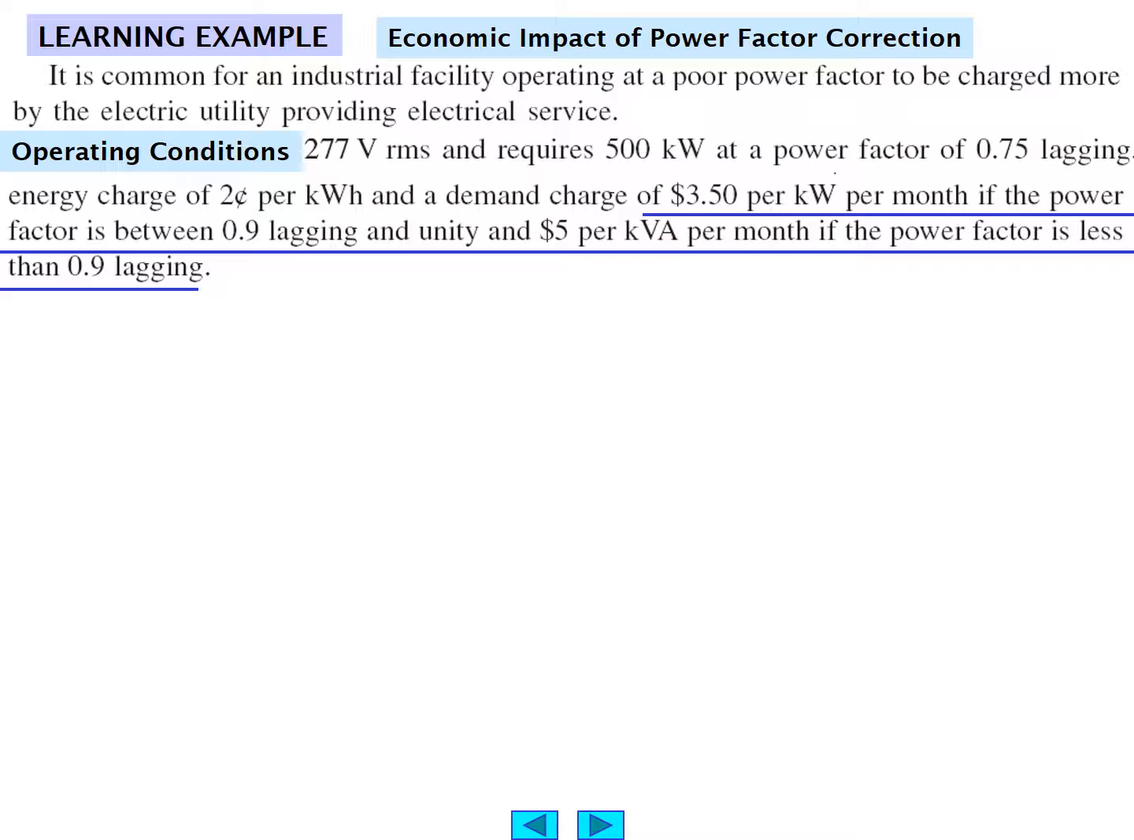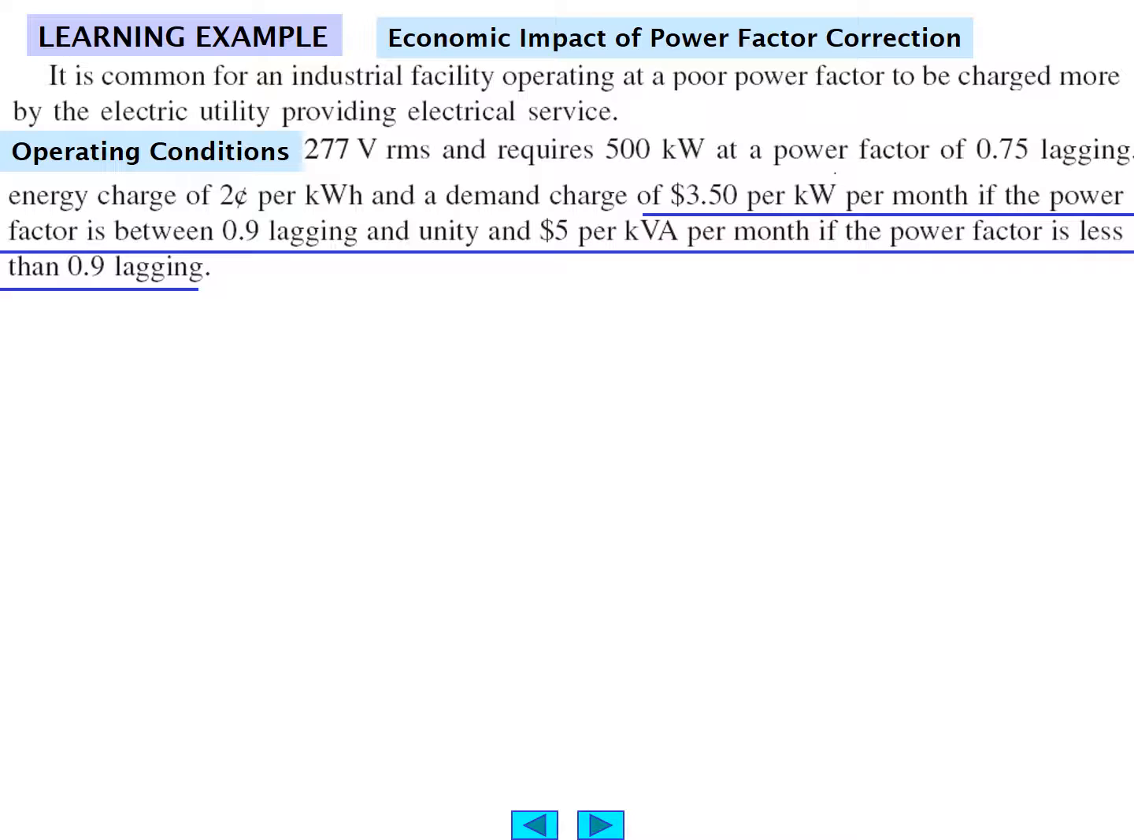In this learning example, let's look at the economic impact of power factor correction. It is common for an industrial facility operating at a poor power factor to be charged more by the electric utility. Let's take these as typical operating conditions. 277 volts RMS, requiring 500 kilowatts of real or active power at a power factor of 0.75 lagging. The energy charge would then be 2 cents per kilowatt hour. We call it kilowatt hour because energy is charged not only in watts, but also in the amount of time that the demand is. That's why it's kilowatt hours.